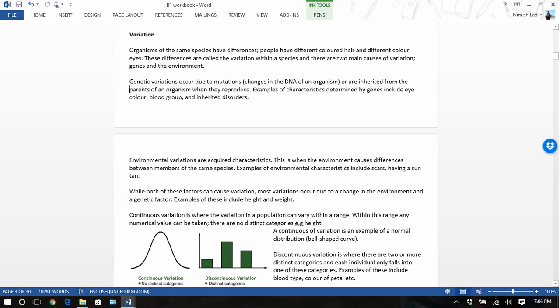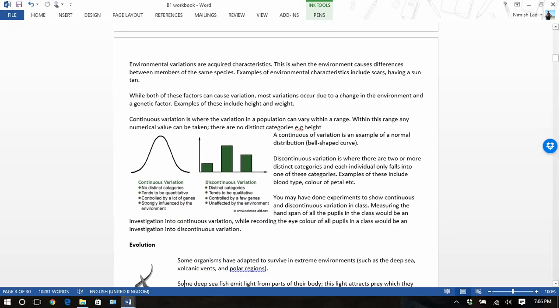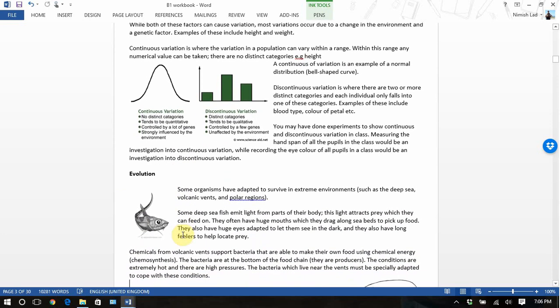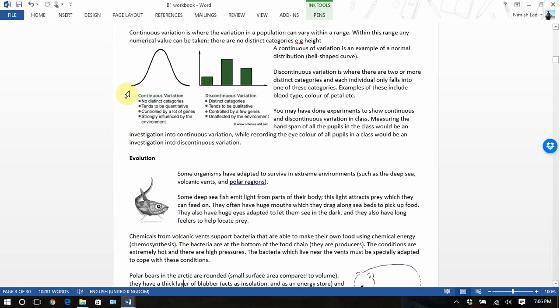So we can categorize these two types of variation into two further categories. And these are called continuous and discontinuous variation. So continuous variation is where there's no distinct categories, so you can't plot a bar graph. Tend to be quite quantitative, so in other words using numbers, controlled by lots of genes, strongly influenced by the environment as well. Discontinuous variation has distinct categories. Okay, so like blood type, colour of a petal, something like that.